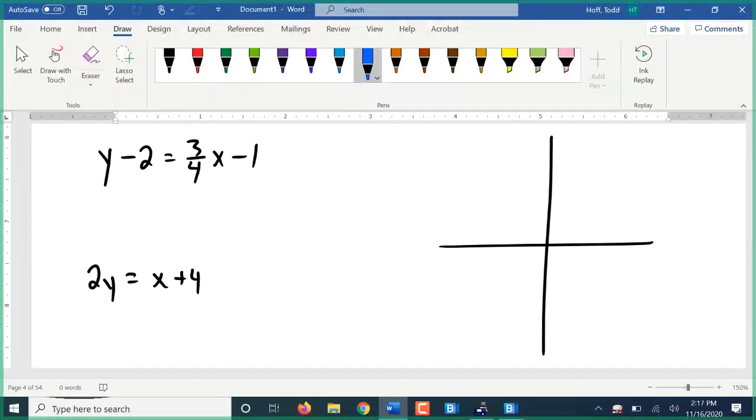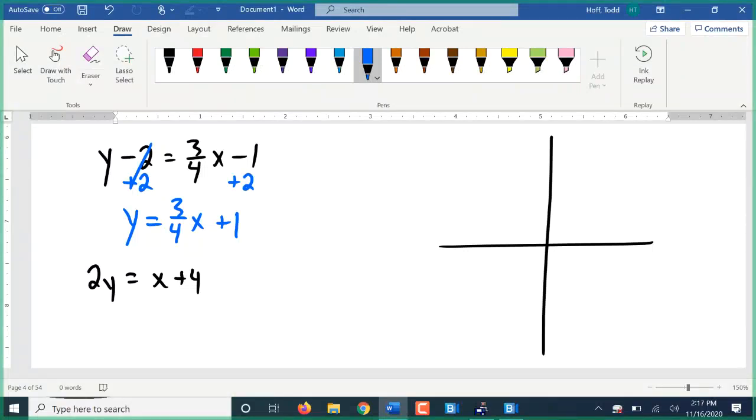For y minus 2, we have to get y by itself, so I'm going to have to add 2 to both sides of the equation. Remember, when I add or subtract, I only have to do it to one piece on each side of the equation. So for the y minus 2, the negative 2 goes away by adding 2. I get y equals, the 3/4 x isn't affected, negative 1 plus 2 is a positive 1.